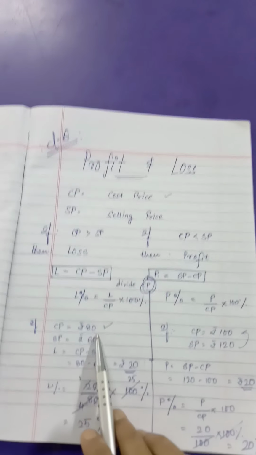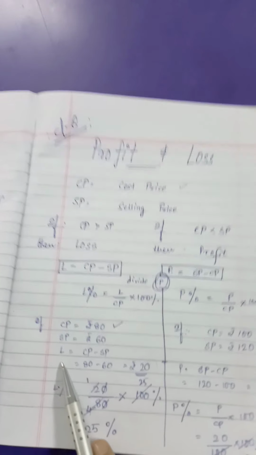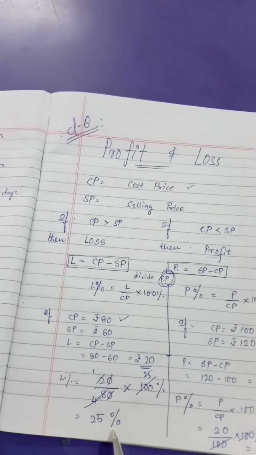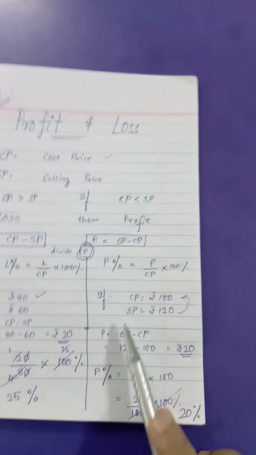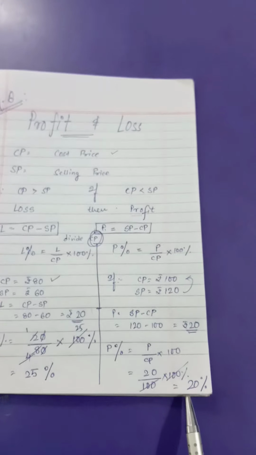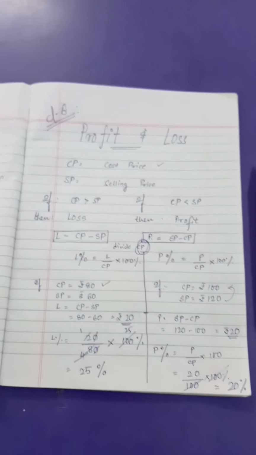Now CP is 80, selling price is 60 rupees. So our loss will be 80 minus 60, like this. We need to find the loss and the loss percent. Again, in the second example the selling price was 120 and the cost price was 100. Then we find the profit percent. So this was the basic understanding of what is loss and what is profit.